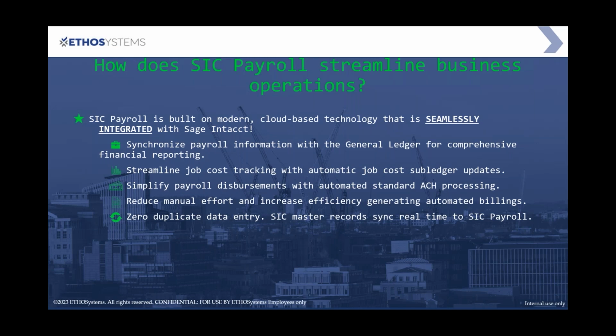What does that seamless integration mean? It means you can synchronize payroll information with the general ledger to get that comprehensive financial reporting. It means that you can streamline your job cost tracking with automated job cost subledger updates. You can simplify your payroll disbursements with automated standard ACH processing. You can reduce manual effort and increase efficiency. Like I said earlier, once you have all the configuration down, pay period over pay period, it becomes enter time or import time, button press, all the way to your GLs.